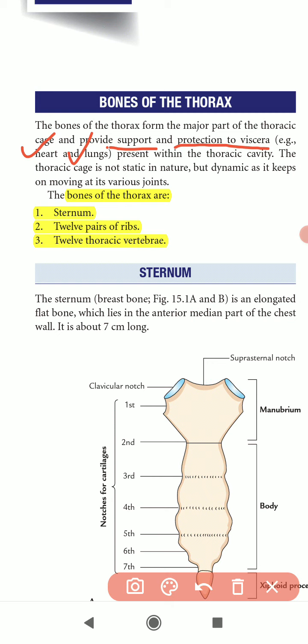So what bones can you see in the thoracic region or in the thorax? In the midline, you will find the sternum. On each side you will find 12 pairs of ribs with their costal cartilages, and at the back you will find 12 thoracic vertebrae.